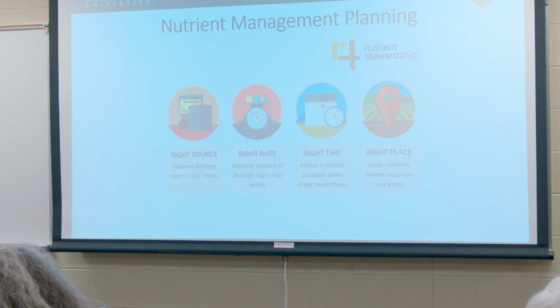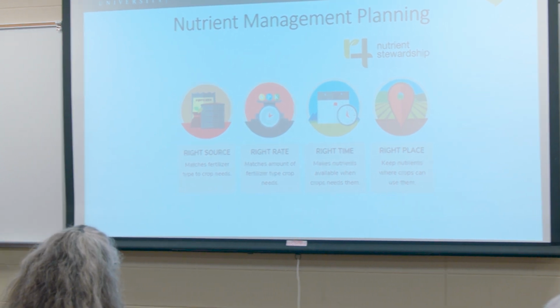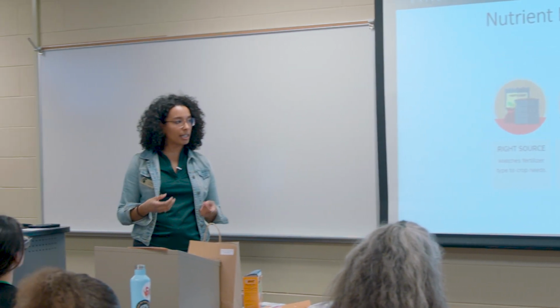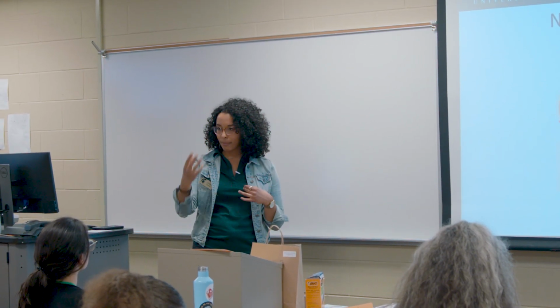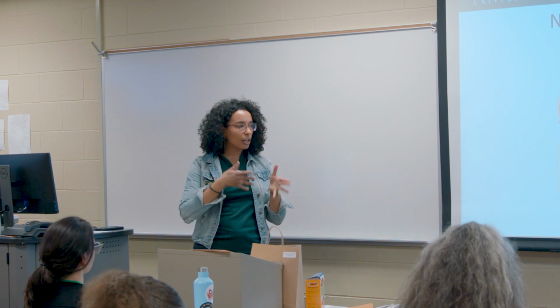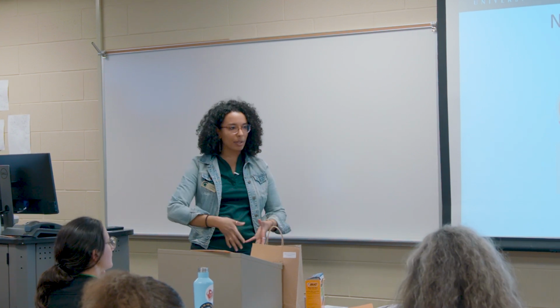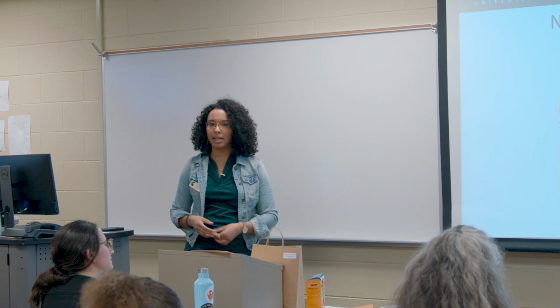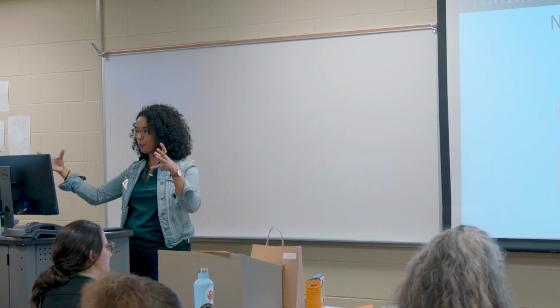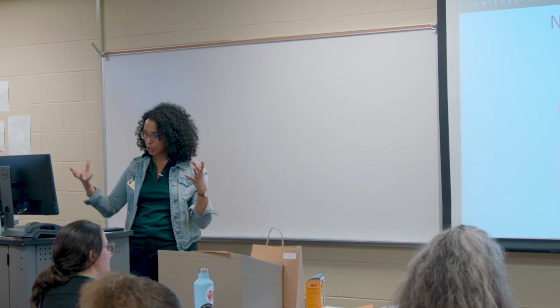So sometimes it can be really easy to just broadcast something everywhere. But if we're wanting to be considerate and not waste a nutrient, or really consider our resources, putting it closer to where that plant is going to be, within the seed bed, within the furrow, is another pillar of that. So that's a part of right place. So those are the 4 R's of nutrient stewardship.